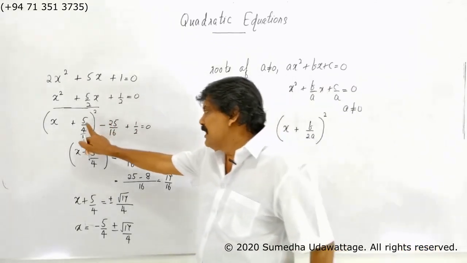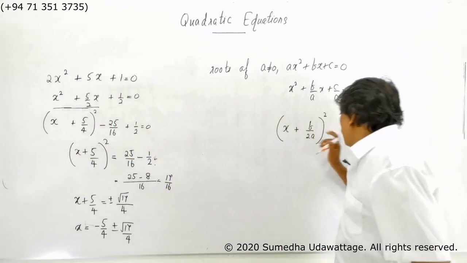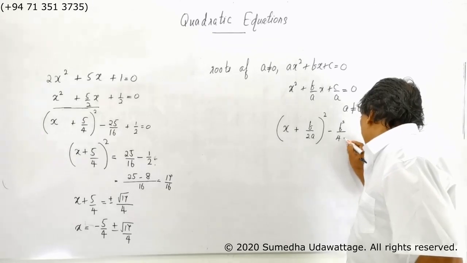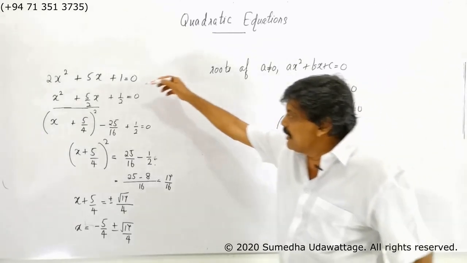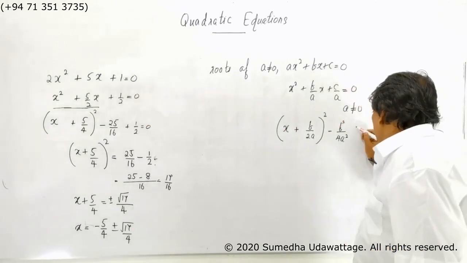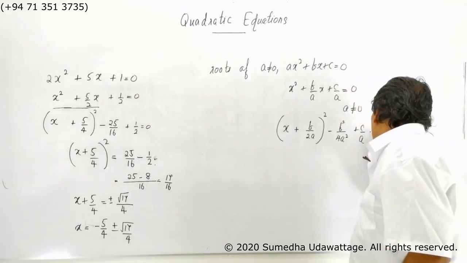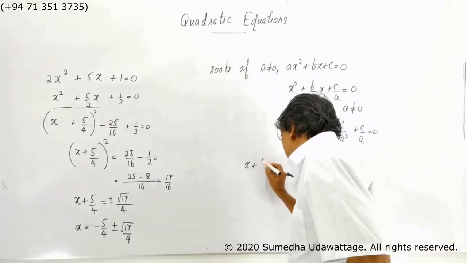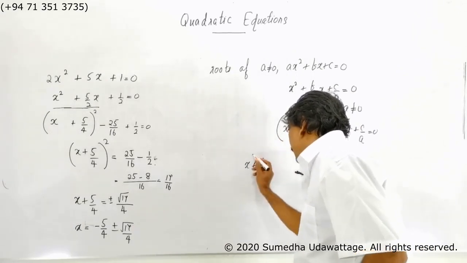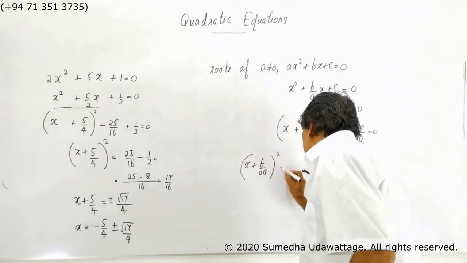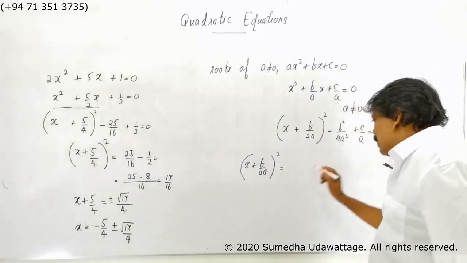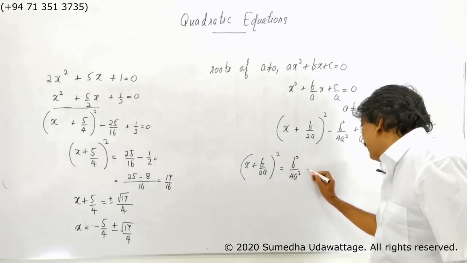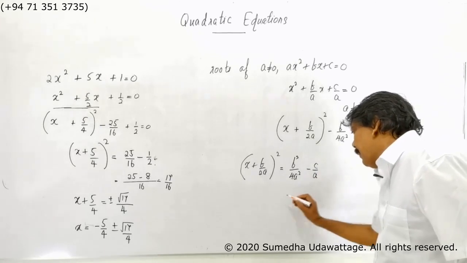Then the square of this value was subtracted. The square of this value has to be subtracted, b² over 4a². This value was added, then this value has to be added. Then you get (x + b/2a)² is equal to, these two values going to the other side, it becomes b² over 4a² minus c over a.